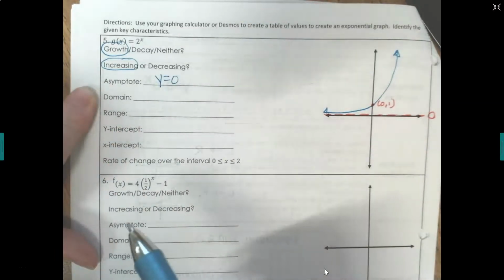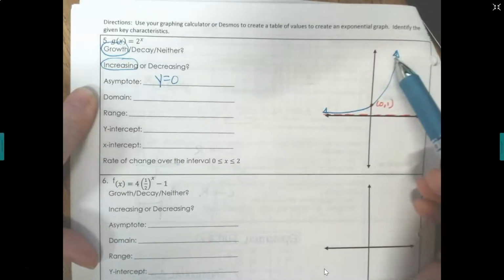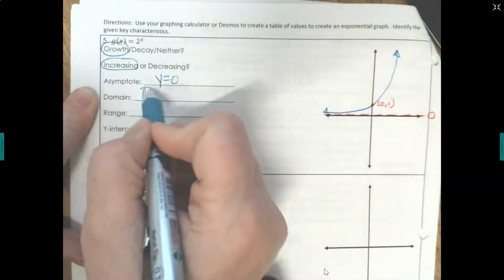The domain, remember that's your x values left to right. The x values will never stop going left. They're never going to stop going right. So our domain here is all real numbers.